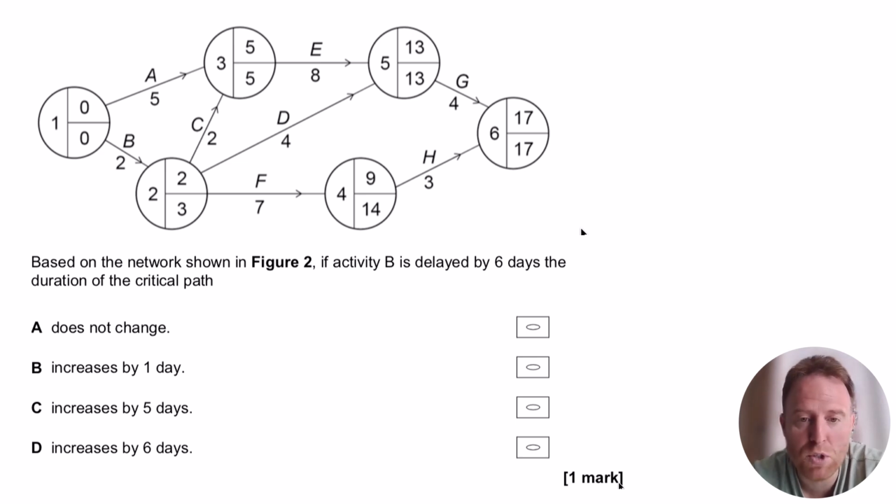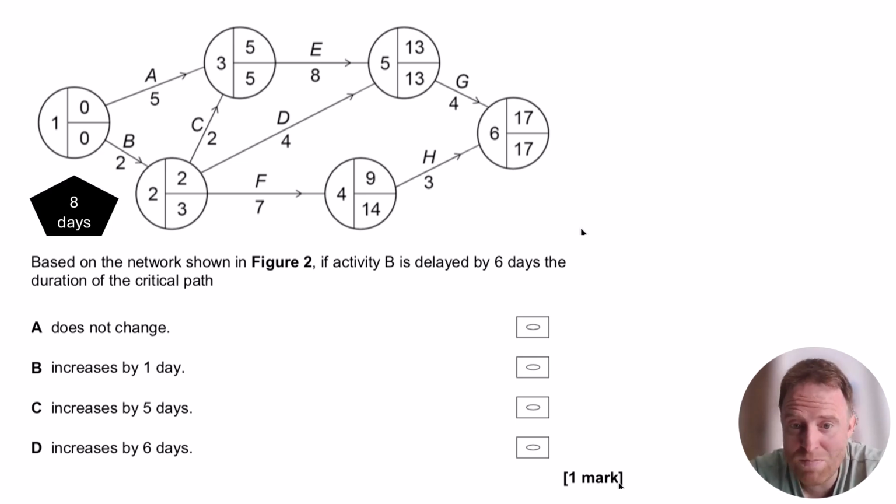work out the consequences if they missed the deadline that they had proposed. So in this one, it says, based on the network shown in figure 2, if activity B is delayed by 6 days, the duration of the critical path must be. So B, it was 2. No longer 2. It is now 8 days because it's been delayed by 6 days.